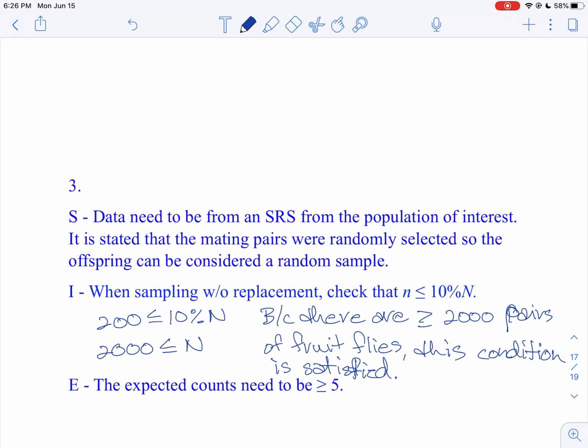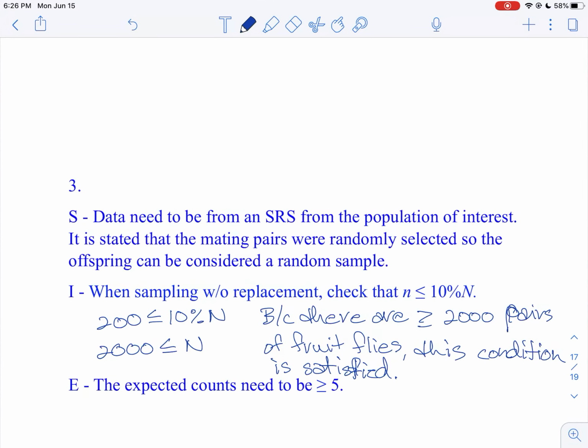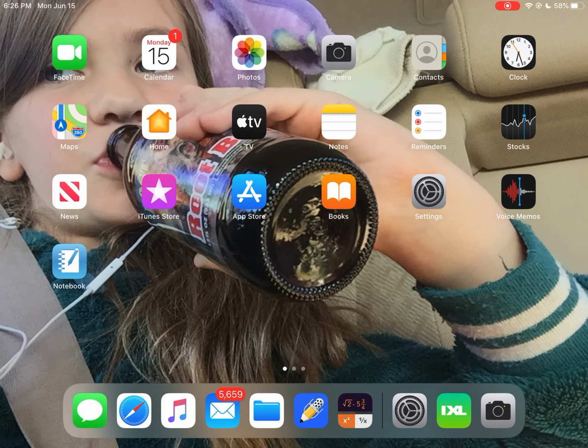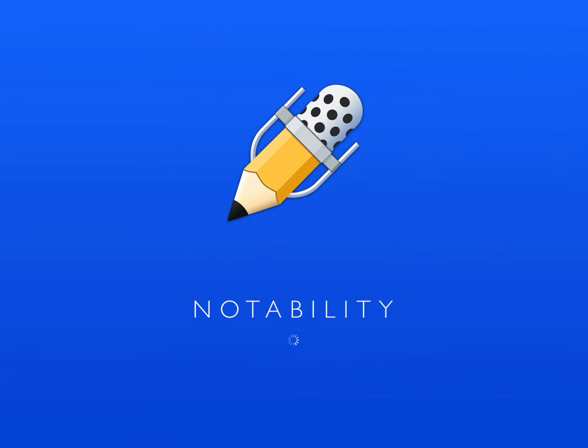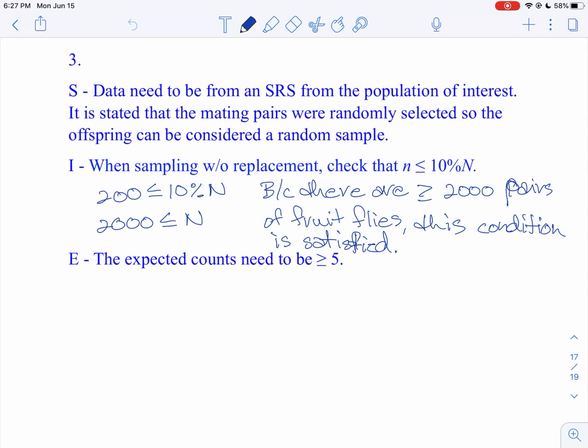Okay. You cannot just show that lowercase n has to be less than or equal to 10% of capital N. You can't just show this math, I don't think. I think you have to show a sentence explaining why. Okay, my program crashed on me. Hang on. Let me see if I swipe it off and open it again, if it'll work. Hopefully it saved my handwriting. Yeah. Okay, cool.